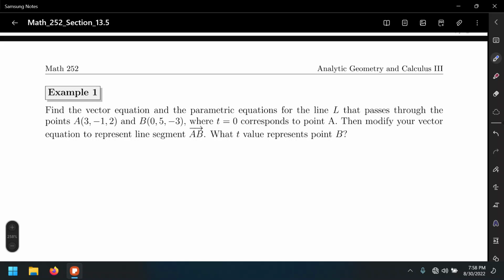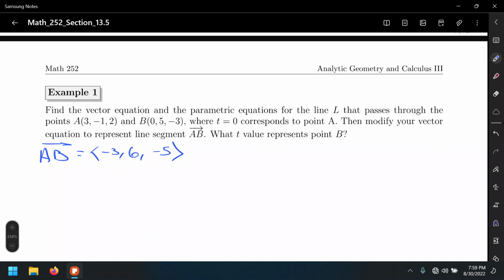A vector. Right? Not the slope in this case, but the vector in the direction. But we can find the vector by subtracting terminal minus initial, right? So the vector AB will be 0 minus 3, which is -3, 5 minus -1, careful, that's positive 6, -3 minus 2, that's -5. All right?